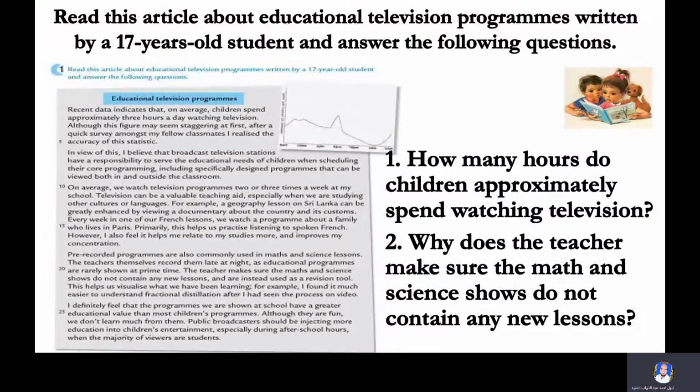Read and answer these two questions. One, how many hours do children approximately spend watching television? Two, why does the teacher make sure the math and science shows do not contain any new lessons? Please read the text and find the answers for these questions.